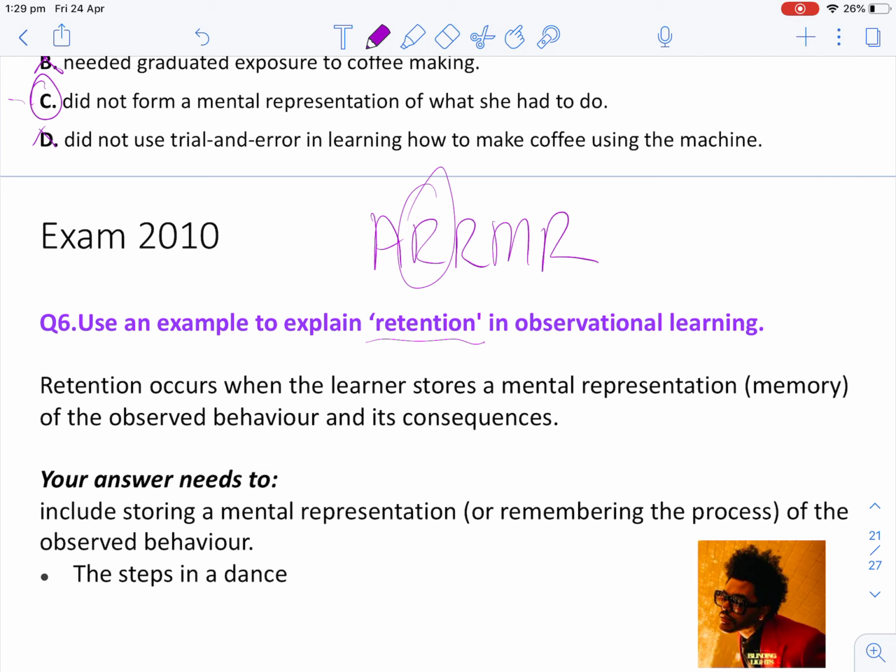So the retention stage is all about memory. So retention occurs when the learner stores a mental representation, so within their memory, of the observed behavior and its consequences. So storing it and being able to use it. Your answer then needs to include the storing of a mental representation or some sort of remembering the process of the observed behavior. So my example was the steps in a dance. So more specifically, the steps in a TikTok dance to The Weeknd's Blinding Lights song. So you have to make a mental representation and remember the steps involved. So keyword here is mental representation. So it has to be able to be remembered.